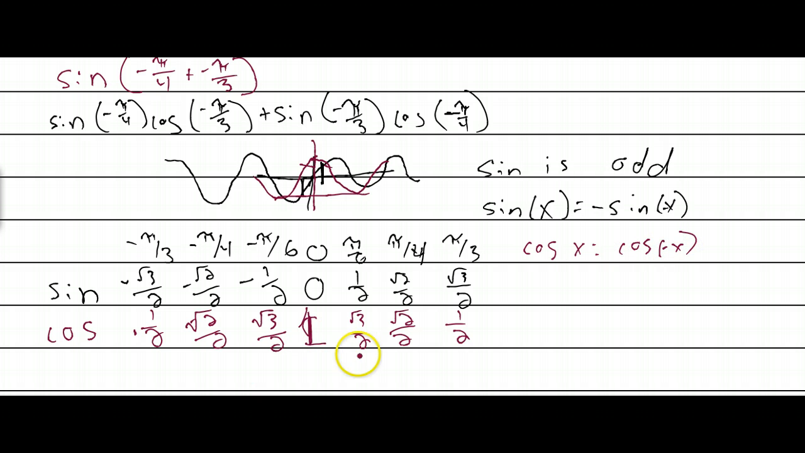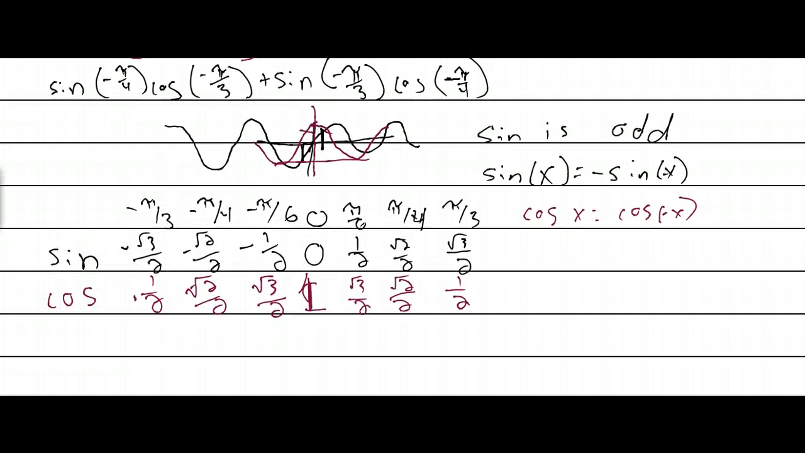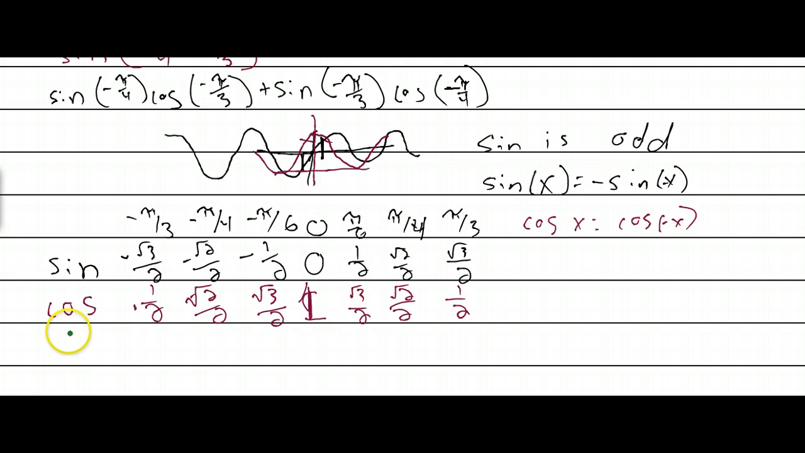All right. So now we can do this stuff. Finally. So let's go down one line. All right. So sine of negative pi over 4 is negative square root of 2 over 2. We're going to multiply that by cosine of negative pi over 3. Cosine of negative pi over 3 is just 1/2. And it'd be plus sine of negative pi over 3. So that is negative square root of 3 over 2. Now cosine of negative pi over 4 is square root of 2 over 2.